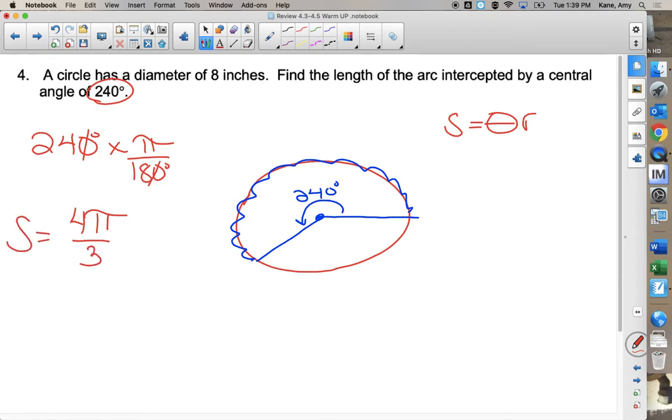The other thing, you have a diameter of 8. You can't plug 8 in because we need a radius of 4.